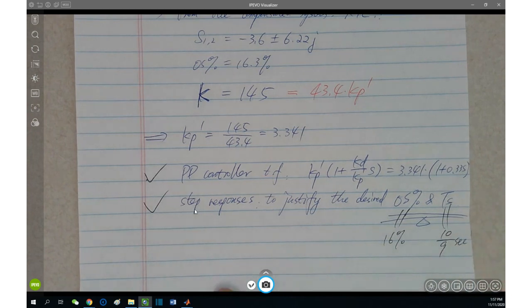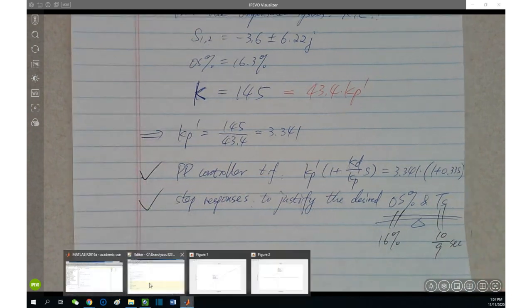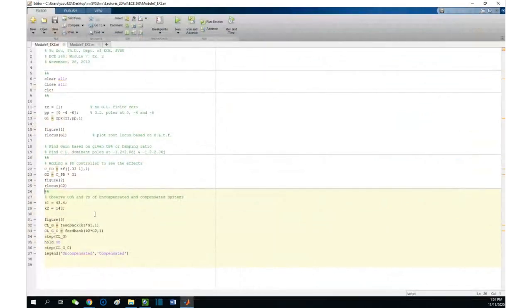So keep this in mind, and we go to MATLAB once again. We're at the very last session here. So K1 is the original uncompensated system gain. K2, 145, is the compensated system gain. So we involve them into the closed loop transfer function, okay? But be very careful this time. We are looking for the step response. Therefore, we are looking for the closed loop transfer function. Be very careful to do the step response. Okay. So step response of uncompensated and compensated system.